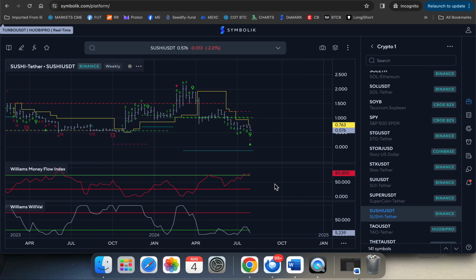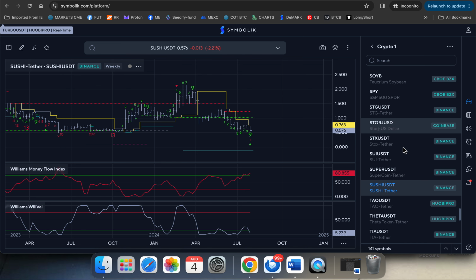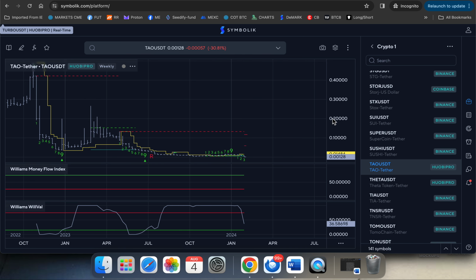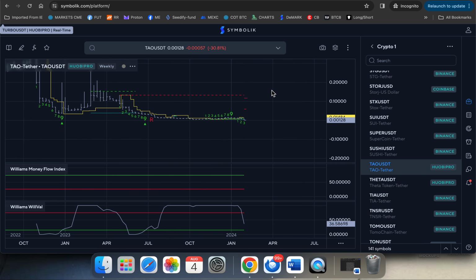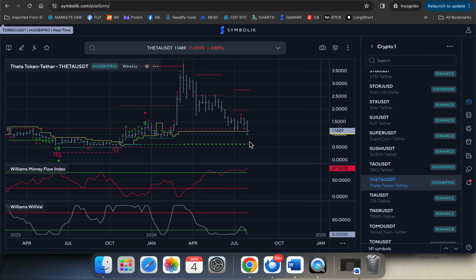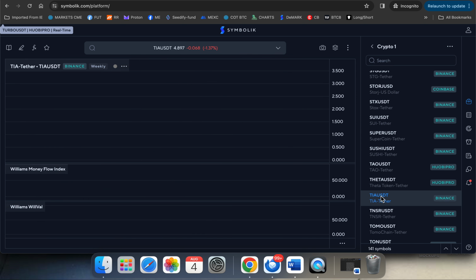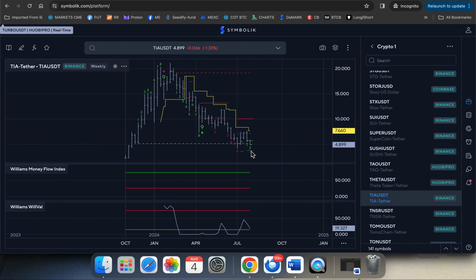I don't think it'll go negative, but Sushi is set up on a weekly basis, but I don't think it's quite ready yet. Tau, T-A-O, it's below all the support. Theta, I'd probably throw in 62, 63 cents. Tia, I like Tia at 3.77, possibly 3.55. Just round up.